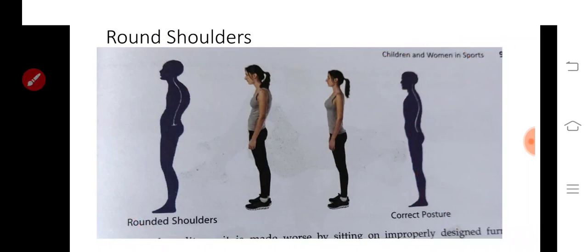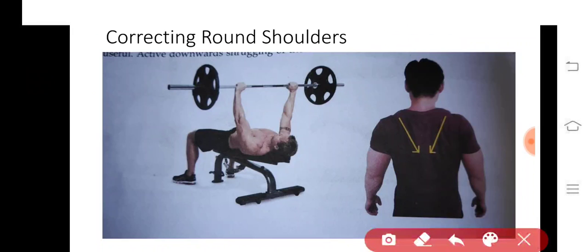To correct round shoulders, the bench press is the most vital and effective exercise, according to the body weight or the ability of the hand. The person must go for the bench press and may get this benefit: the shoulders will go back, the muscles of the shoulder will be strengthened, and it will give a smart and straight posture to that person.